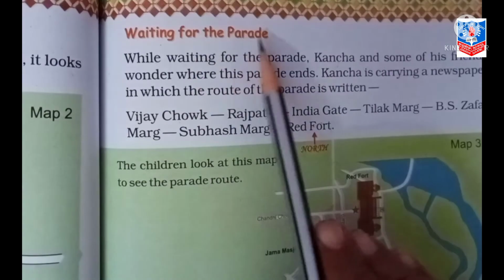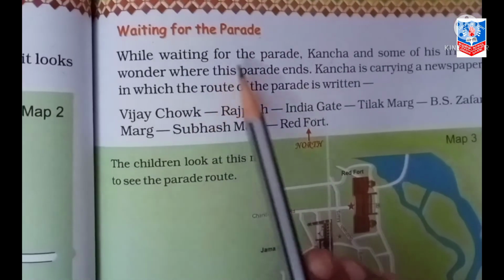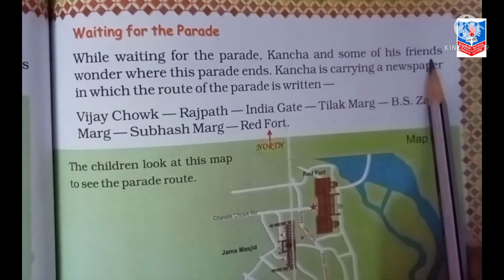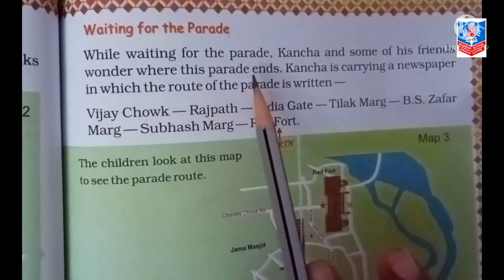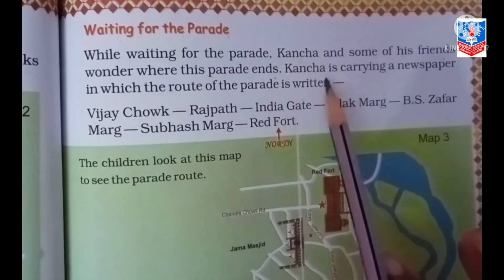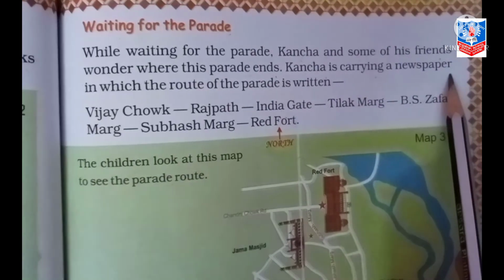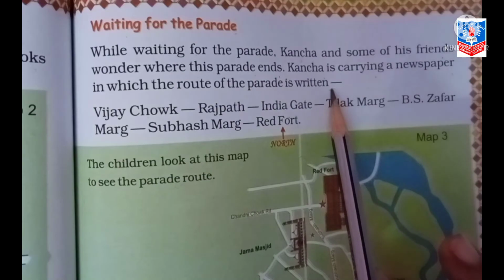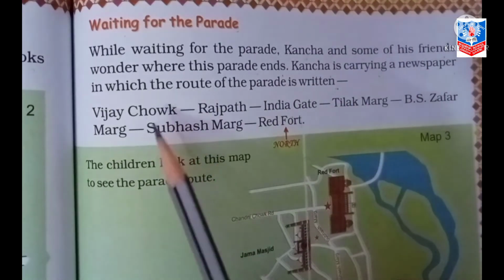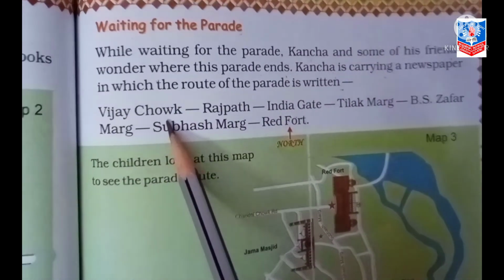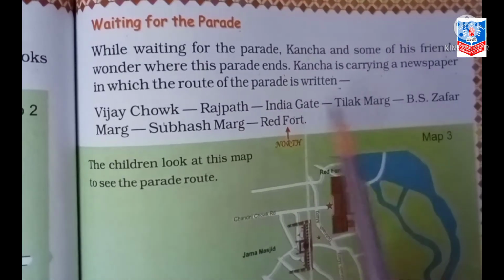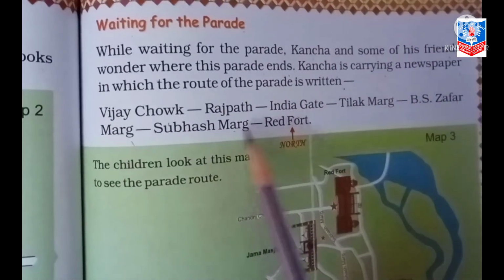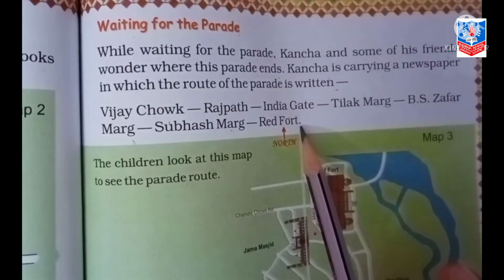Next is waiting for the parade. While waiting for the parade, Kancha and some of his friends wonder where this parade ends. Kancha is carrying a newspaper in which the route of the parade is written. Now the route of the parade is, it starts from Vijay Chowk, Rajpath, India Gate, Tilak Marg, B.S. Zafar Marg, Subhash Marg and ends on Red Fort.